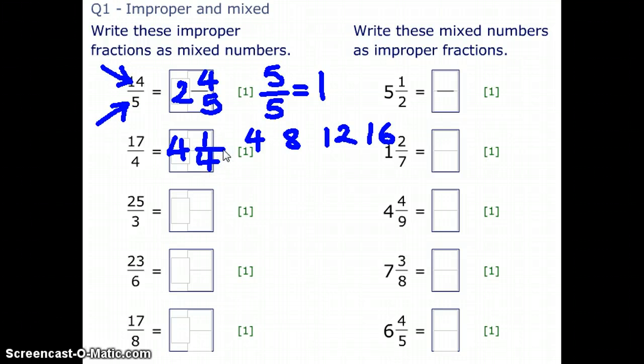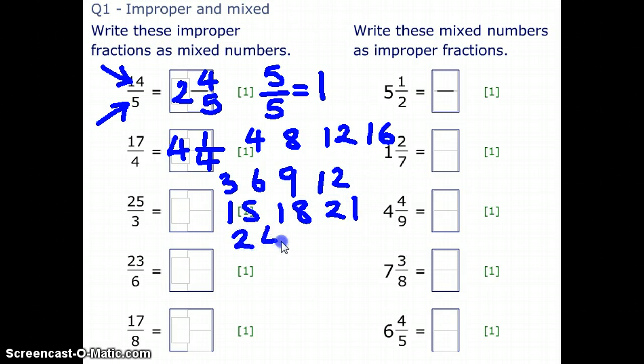Let's try another one. 25/3. Well, again, how many 3s go into 25? Again, my advice would be to write down the times table. 3, 6, 9, 12, 15, 18, 21, 24. Now I stop there because I've only got 25 of them. And if it helps, just count up then. So we've got 1, 2, 3, 4, 5, 6, 7, 8. So I get 8 wholes. And I've gone up to 24. Well, I had 25. So I've got 1/3 remaining.